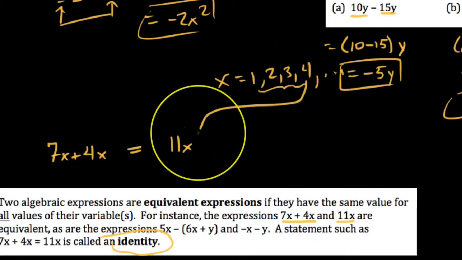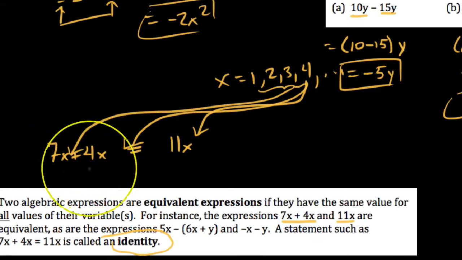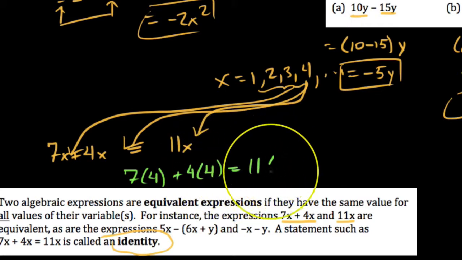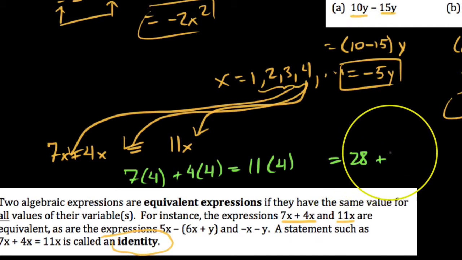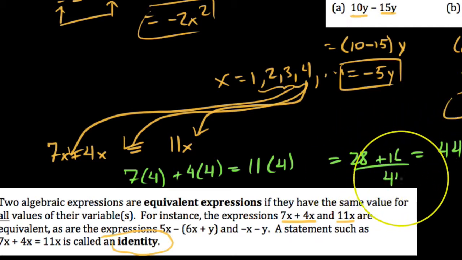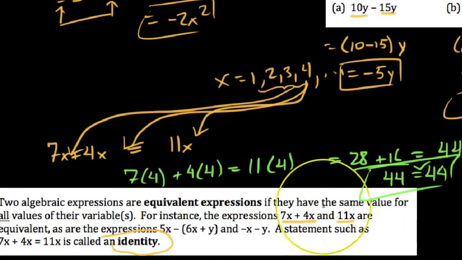So for instance, if we were to put in a 4 for every instance that we have an x here, we would really get this. We say 7 times 4 plus 4 times 4 equals 11 times 4, and we'd end up with this expression here. We say 28 on the left plus 16 equals 44, and of course we know that this right here, if you add those up, we get 44 equals 44. So an identity is just what you get when you have two equal expressions like that. It's true for any substitution.